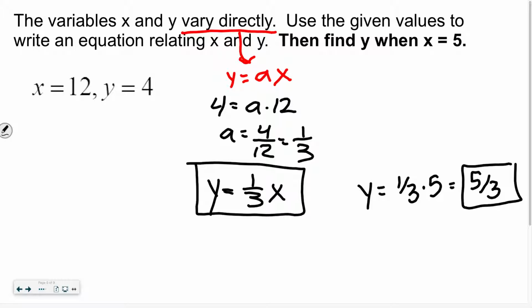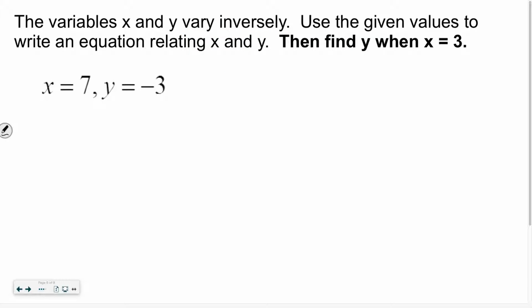Let's do another one. This time, the variables x and y vary inversely. We're going to use the given values to write an equation relating x and y, and then we're going to find y when x equals 3. x equals 7 and y equals -3. So change up of directions. Now we know they vary inversely. So that's when we have a constant divided by a variable, a over x.